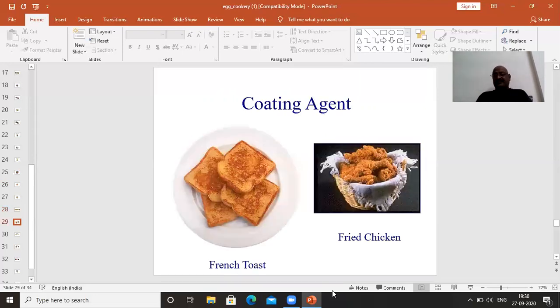Coating agent. If you're making any crispy items or other preparations, we coat with egg. By coating with the egg, it holds properly. For example, French toast and fried chicken. Before frying chicken, we take the chicken, dip it into the flour, dip it into the egg, and again dip it into the crumbs, and deep fry it. So here we use the egg as a coating agent. French toast also: taking French bread, dipping it into the egg batter, and frying both sides, that is known as French toast.